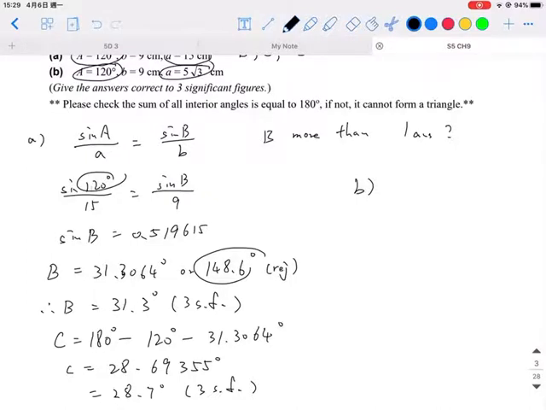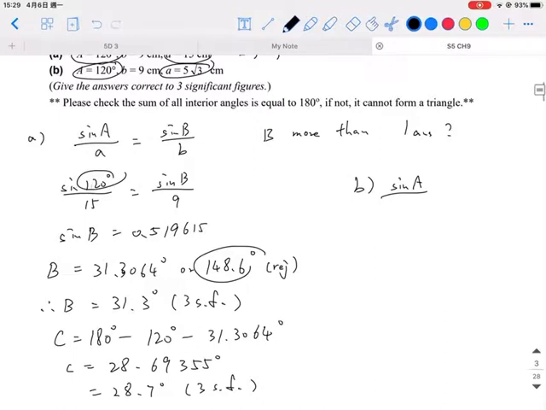And then for part B, for sine A, we have another pair: A is 120 degrees and small letter a. So just similar to part A. Oops, sorry, it is small letter a here, which is equal to sine B over b. And substitute the values of the angle and the length. And then try to find the value of capital letter B.